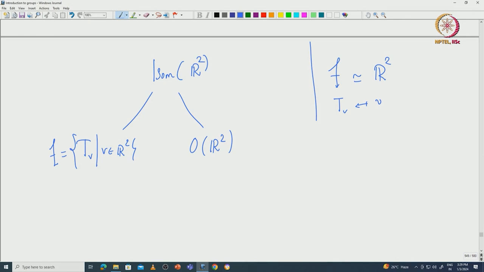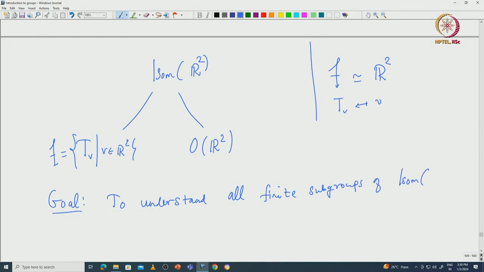But what we will be interested in the later class, I will spend one more class on this isometries of R2, and I will try to study all the finite subgroups of this isometries of R2. Okay. So our ultimate goal is to understand all finite subgroups of this isometries of R2. So we want to look at all possible finite subgroups of isometries of R2.